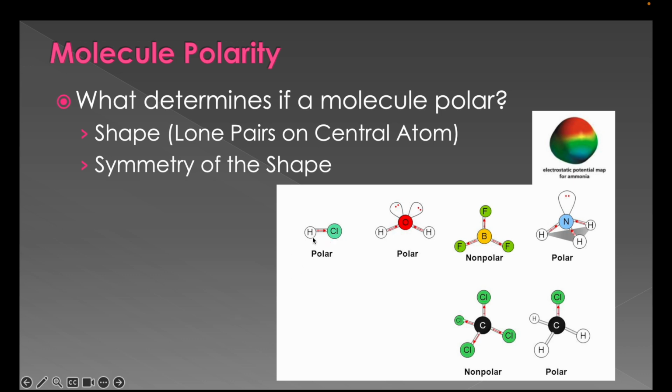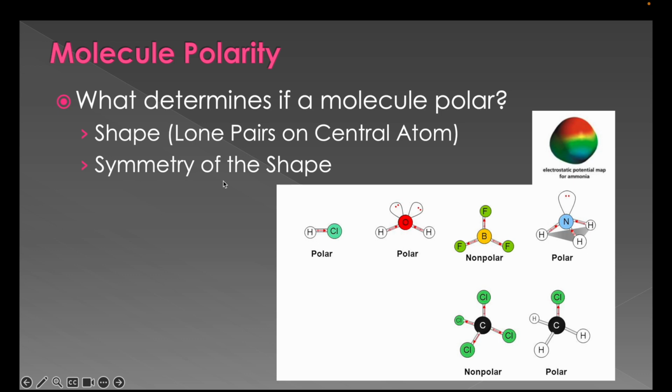Well, first of all, if you just have one bond in the molecule, then the bond polarity is the molecular polarity. This is a polar bond and therefore a polar molecule. But if you have more than one bond, you need to look at a few things. The first thing you need to look at is the shape. If there are lone pairs on the central atom, like in the case of water, and this is NH3 or ammonia, if you have lone pairs on the central atom, it will be polar. We can guarantee that. That's because those lone pairs make a cloud of negative electron charge.